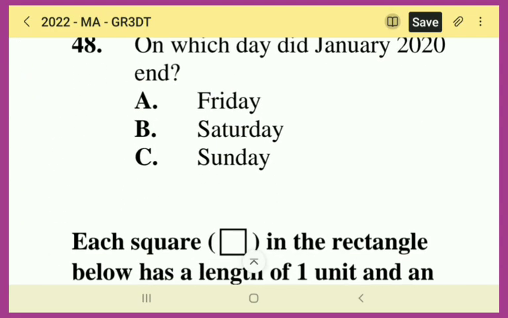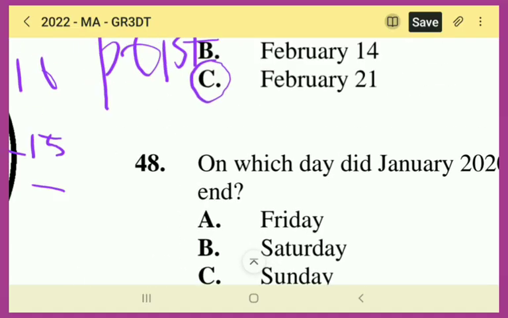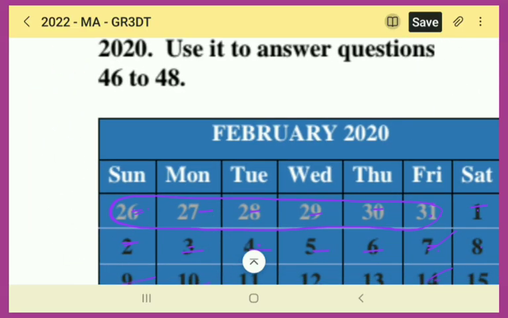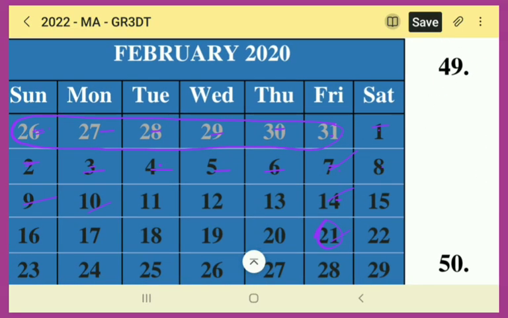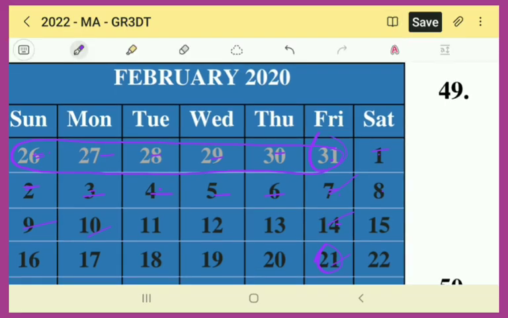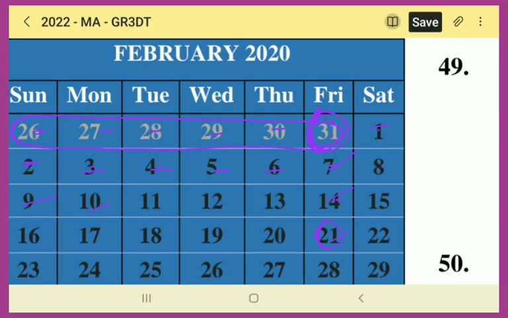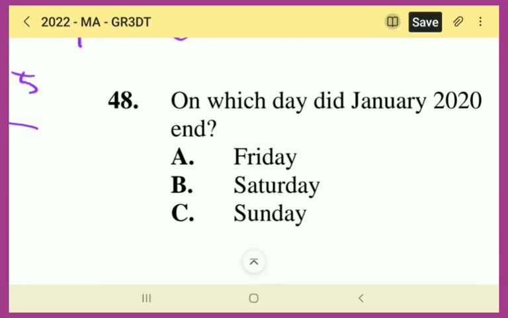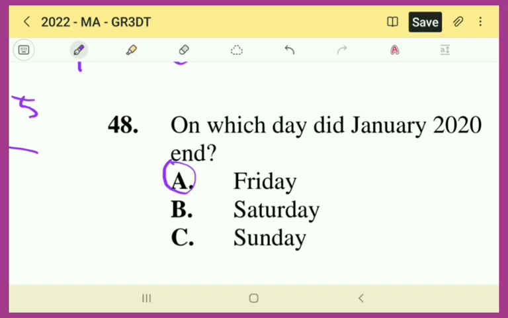All right, on which day did January 2020 end? Remember I told you that the paled out ones will speak of the month gone or coming. So January 2020 ended on the 31st. So the last day of January here is paled out, and then bright up February starts on the Saturday. So it ended on a Friday. 48 is A. Good job.